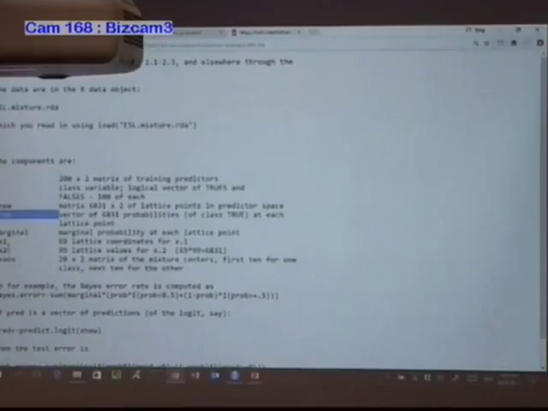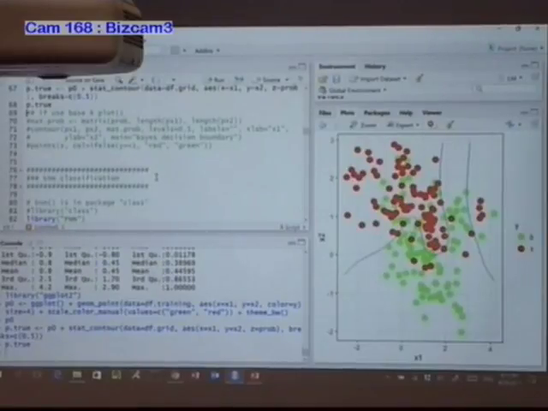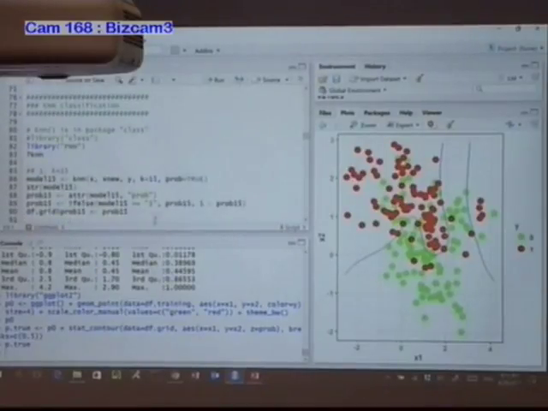Not much. We are only going to use this probability. So that's a visualization of the true thing. Let's leave it on the side. Now we can do k-nearest neighbor.